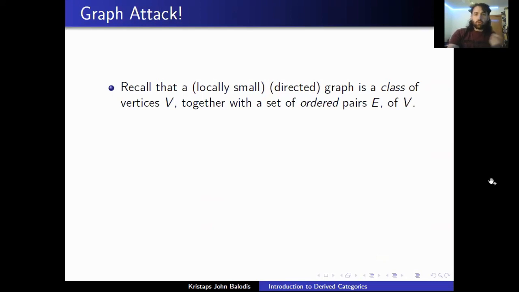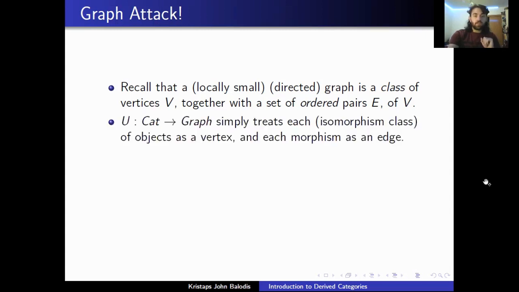Okay, so in order to formally invert some of these elements, recall that a locally small directed graph is a class of vertices together with a set of ordered pairs of those vertices. And so under this interpretation, we actually have a functor from the category of locally small categories to the category of graphs. So if we think about what we have, we have all the structure in a given category, right? The main thing there is that we have morphisms and that we can compose them in some sort of associative way.